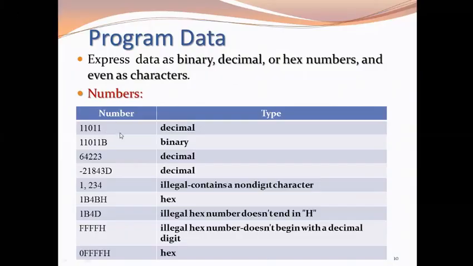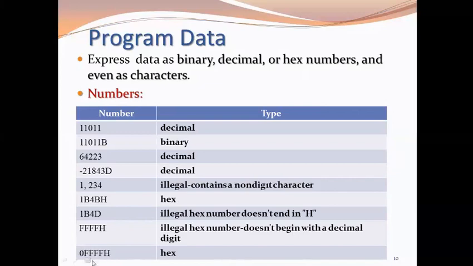Okay. All right. So these are the numbers that we already covered in the previous class, that is how the assembler recognizes the binary number, decimal number, and hexadecimal number. Right. So for the hexadecimal number, make sure the number starts with a digit and ends with the H character. So look at this. This is the correct hexadecimal number.